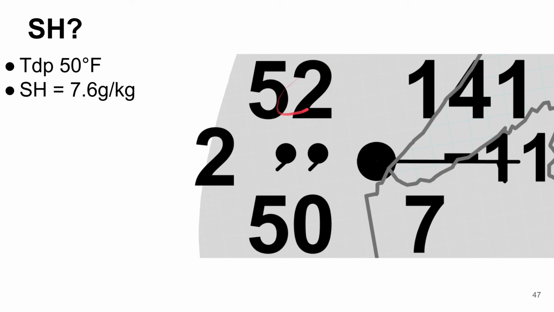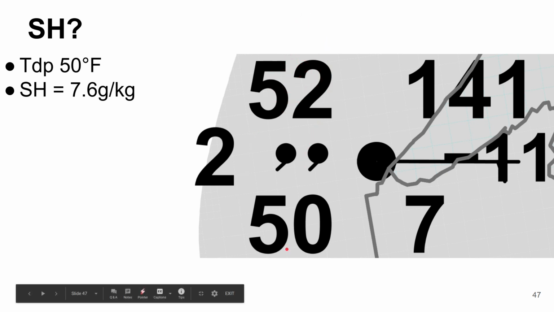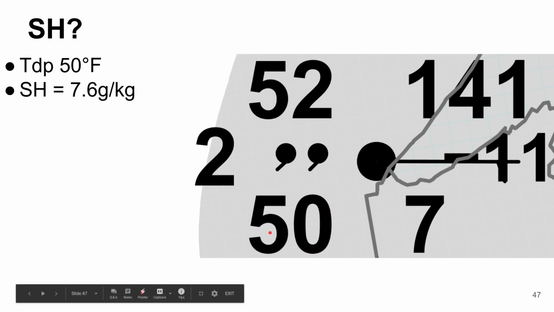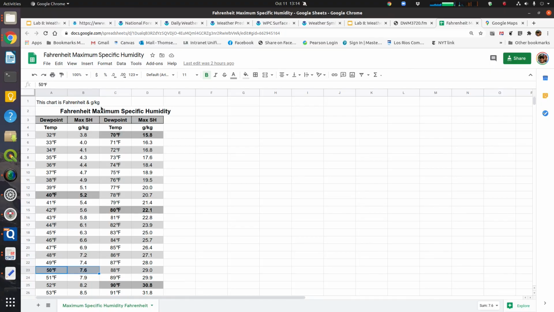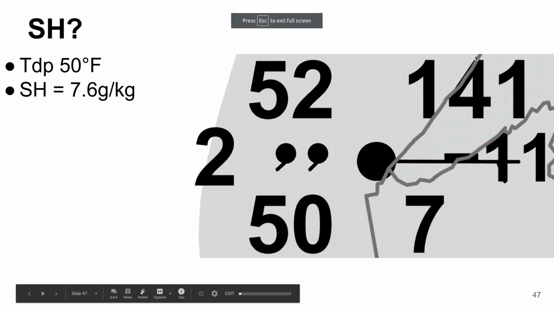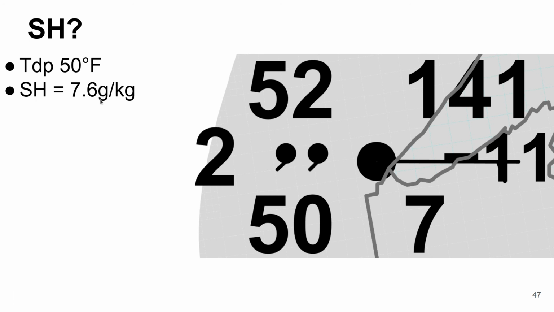So, like I said, we've got the temperature and the dew point temperature, and I'm going to want you to figure out things like the specific humidity and the relative humidity. If we know what the dew point is, and I've made up a sheet for you, this is a chart of maximum specific humidity using Fahrenheit. At 50 degrees, the maximum specific humidity is 7.6 grams of water vapor. So if we know the dew point temperature is 50, we just look it up on the chart. I'll give you a link to the chart. So we know the specific humidity is 7.6 grams per kilogram.